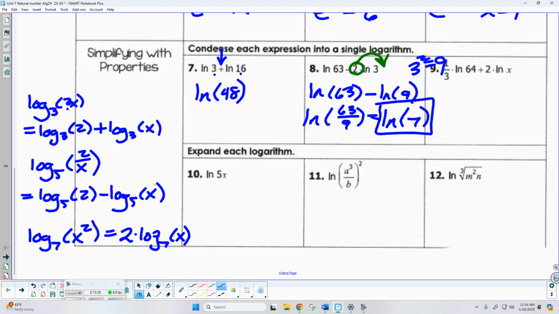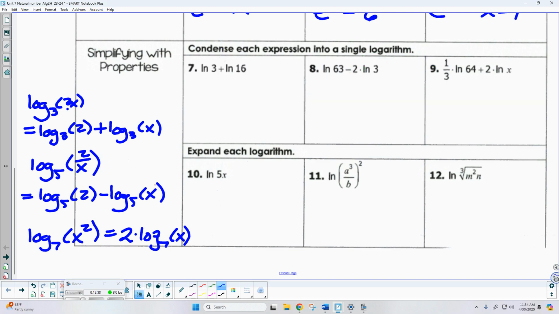All right. So with what we've done, take a few seconds, try number 9 for me, if you haven't already done so. We've got 1/3 the natural log of 64 plus 2 the natural log of x.